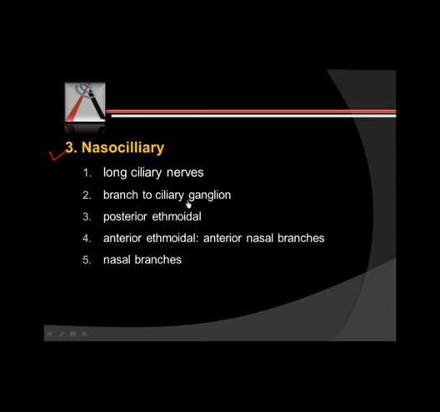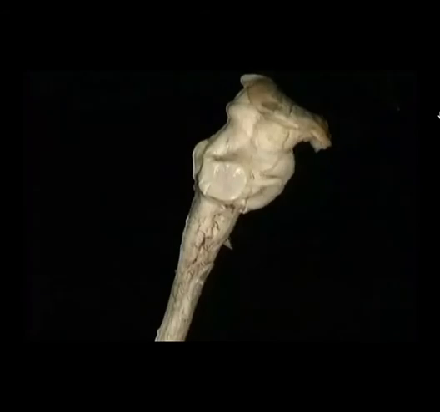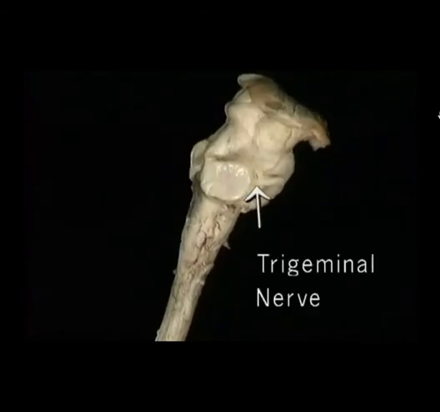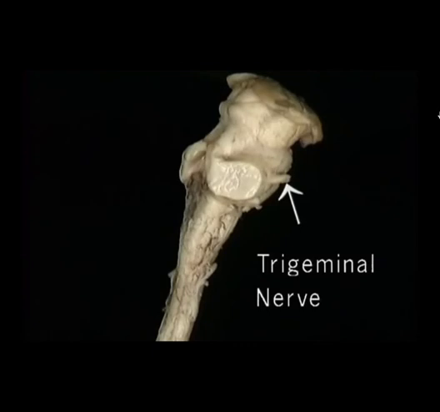We have seen in the ciliary ganglion that a branch from the nasociliary comes and passes uninterrupted through the ganglion. So this is this branch. And we have the posterior and the anterior ethmoidal branches and the nasal branches. Now we will see the ophthalmic nerve in the dissection. As we saw earlier, the trigeminal nerve emerges from the pons and passes forward.